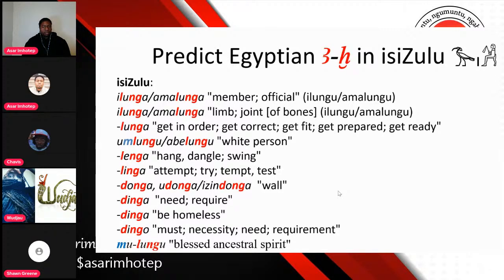Anybody? I'd check that one. I would throw that in the container as a possibility. All righty. Then we have Ilunga, Amalunga again, limb, joint of the bones. No, exclusion. Yeah, I eliminate that. Lunga, to get in order, to get correct, to get fit, to get prepared, get ready. I would eliminate that one. Yeah, I would eliminate that one. I would say, yeah. Go ahead, Sister Sean. I said I would say no. All righty. Jehuti still there?